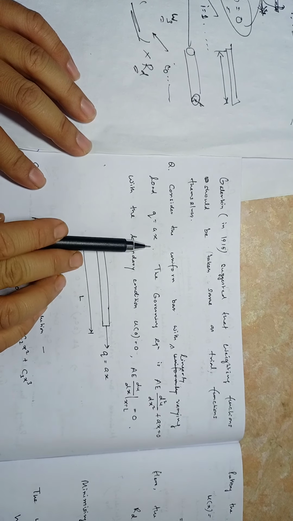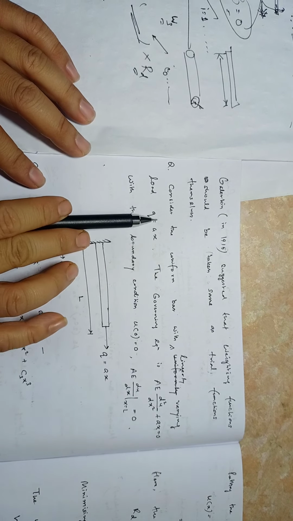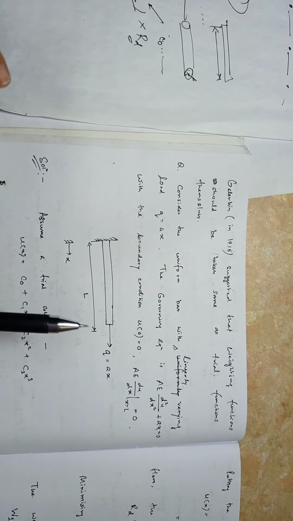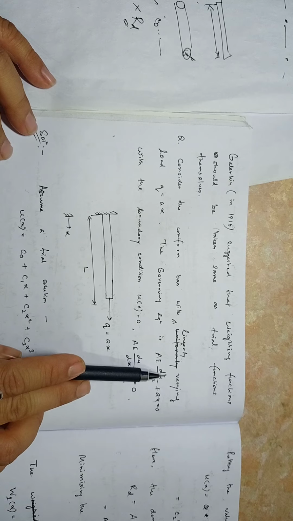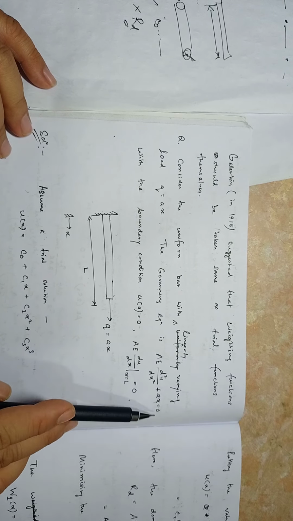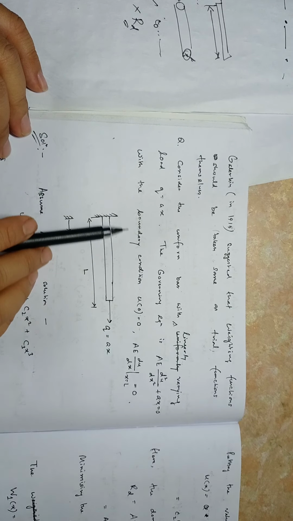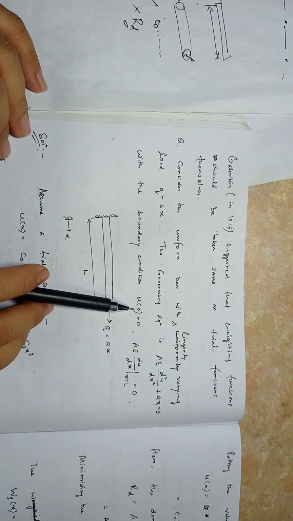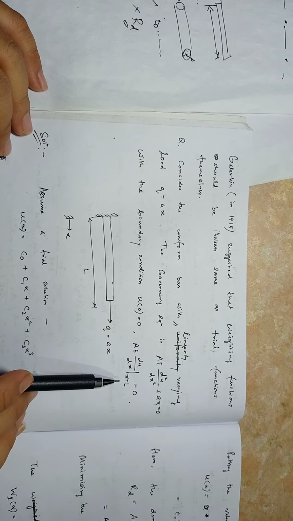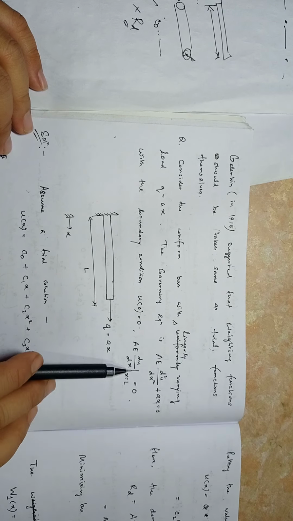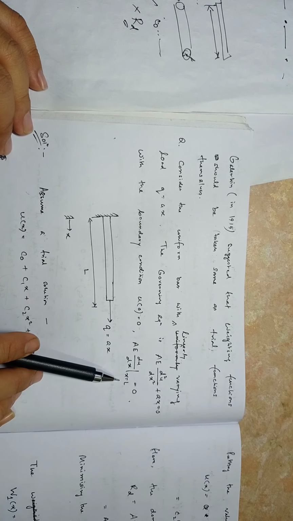So Ax is the variable load. This is what I was talking about, so we'll see the use of the weighting function here. The governing equation is AE d square u by dx square plus Ax is equal to 0, with the boundary conditions u(0) is equal to 0 and AE du by dx at x equal to L is 0. So these are the two boundary conditions given.